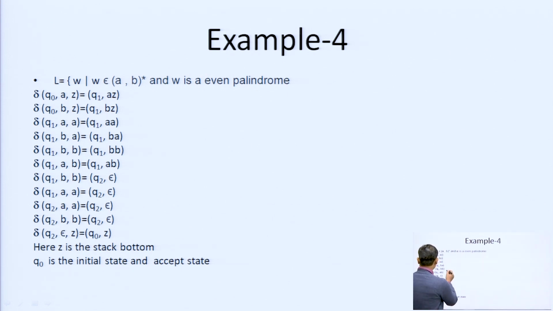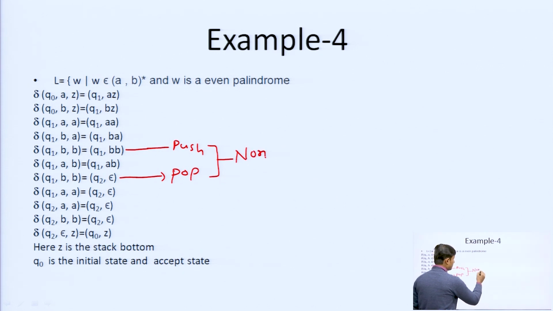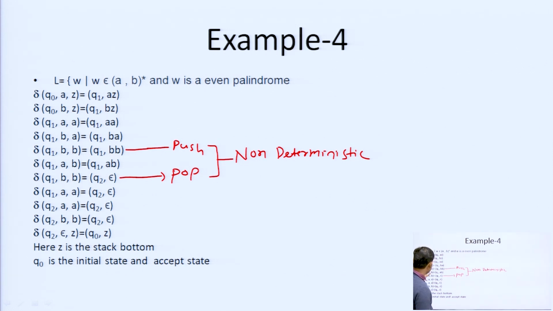Why? Because here in Q1, B, B, we have a push operation, and the other is Q1, B, B, which is a pop. These two are the same transition, and because of this it is non-deterministic. In Q1, when the input is B and stack top is B, you can push B into the stack, or you can pop B and go to the Q2 state. That's why it is non-deterministic.